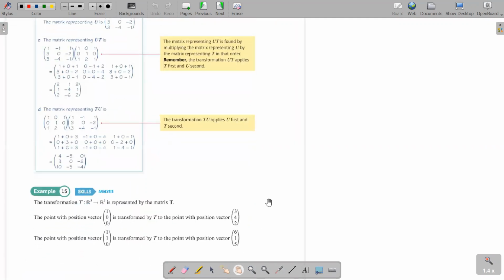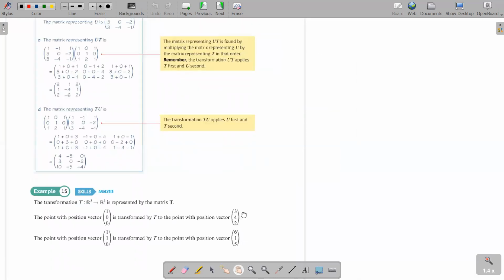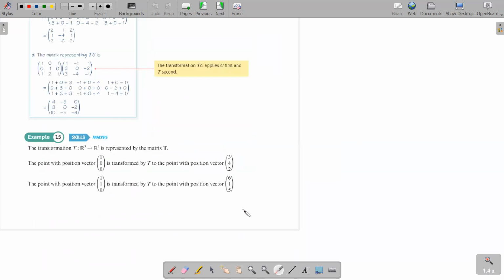Okay. Shall we also look into this example 15? I will be explaining a little bit of these examples before we go into the exercise so that you have a clear idea of what's going to happen in the question.